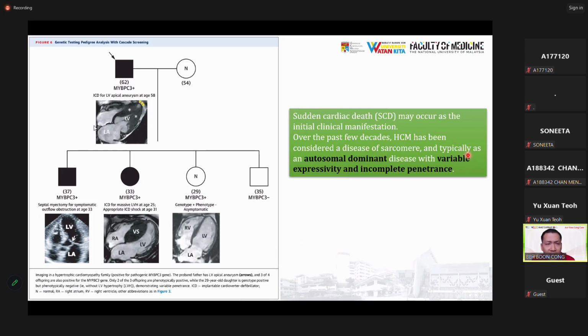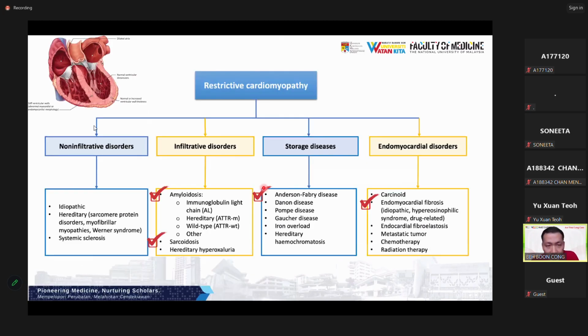So these are examples of hypertrophic cardiomyopathy. If you look at it, it's autosomal dominant with variable penetrance, meaning let's say the first generation has HCM, the second generation may not have it, the third generation will have. It can skip a generation, it doesn't mean each generation will have it, because it's autosomal dominant with variable penetrance. Okay. Next group is your restrictive cardiomyopathy, meaning the muscle is very stiff.